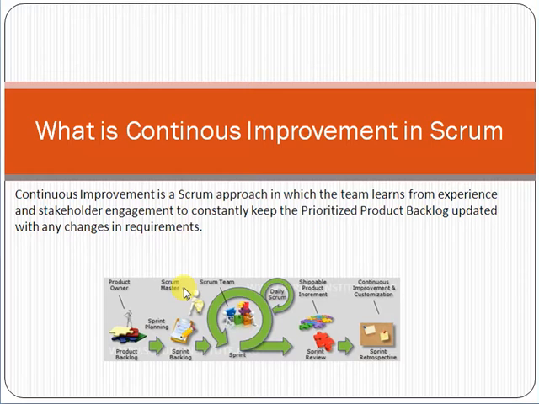Continuous improvement in Scrum. What is Scrum, friends? Scrum is an agile-based methodology for project implementation. Whenever we have to implement a project, we can use multiple methodologies like waterfall, Kanban, Scrum, etc. So one of them is called Scrum. What is Scrum? Scrum is a project implementation methodology which is based on an agile or iterative approach. That is the concept of Scrum.